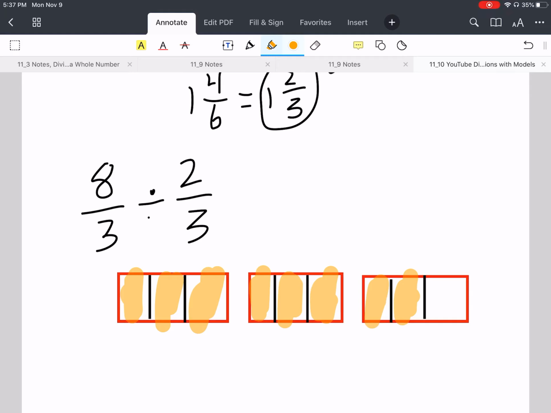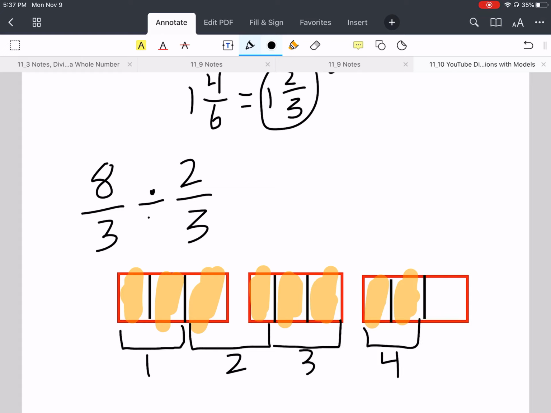So we have 8/3, and we're going to divide them into 2/3, which we have one here, another one here, another one here, and a fourth one here. So the models work for improper fractions as well.